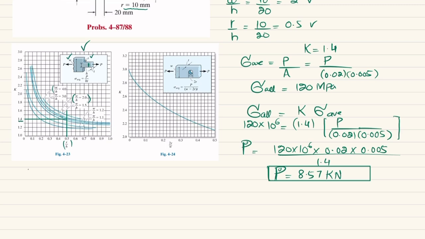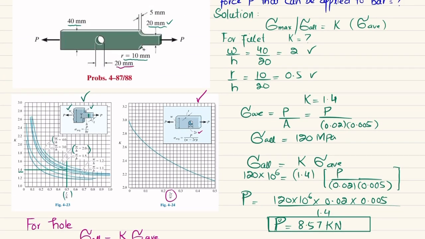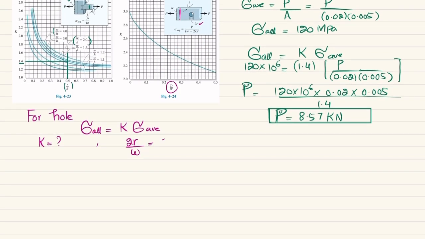We'll now move towards finding the hole. For the hole, again, we have maximum stress or allowable stress equal to K into sigma average. So we'll first find this K. How will you find this K? By using this graph, because this bar contains a hole. For that we will need 2R by W. So what is 2R? 2R is the diameter of the hole, which is 20 millimeter, and W is 40 millimeter, which is the height of the maximum bar. So I will write 20 divided by 40, and that will give you 0.5.